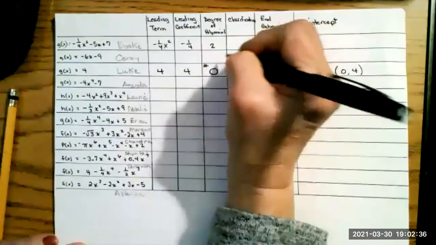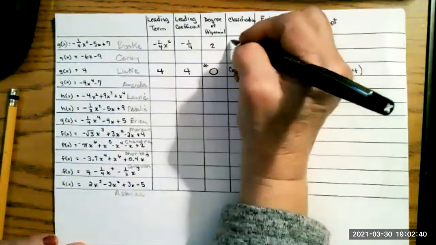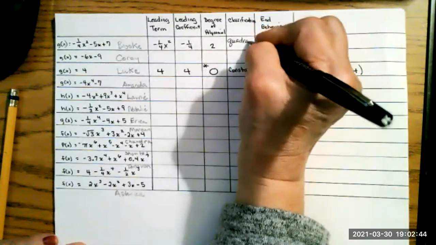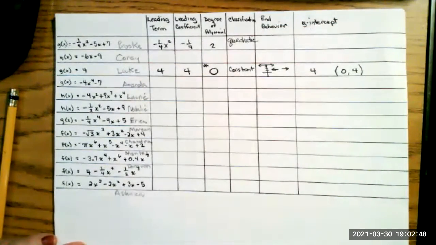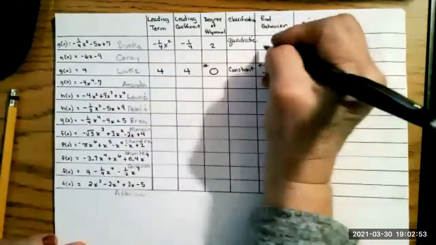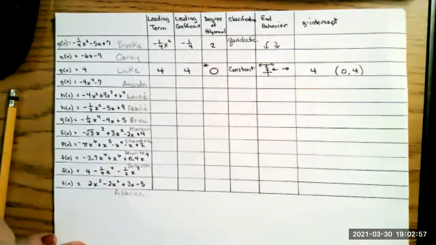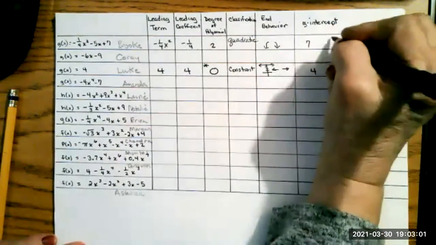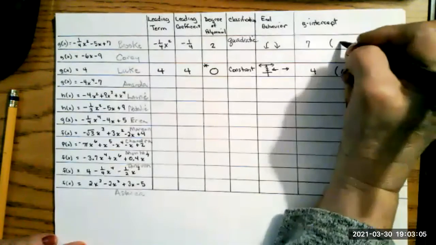And so instead of calling it a parabola, what's that other name they use? Quadratic. Okay. What does the end behavior of it look like? Both down. And what's the y-intercept? 7. Good job. So what is the point? It is 0, 7. Good job.